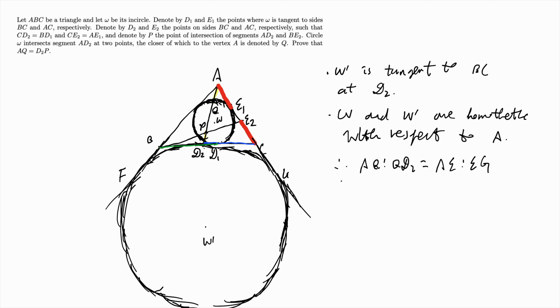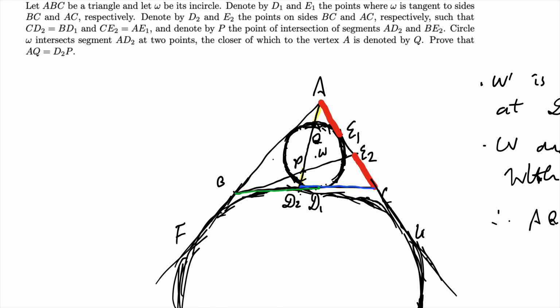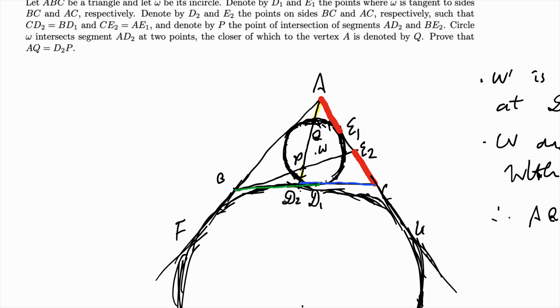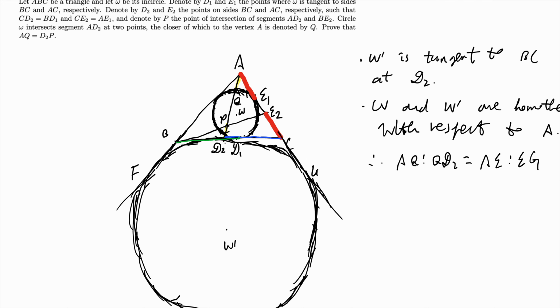So how we're going to do that is we're going to rewrite AQ to QD sub 2, because that's what we need to find, right? We need to find that AQ is equal to PD sub 2. So that's what we're going to do basically. And before we do that, let's start rewriting some stuff.